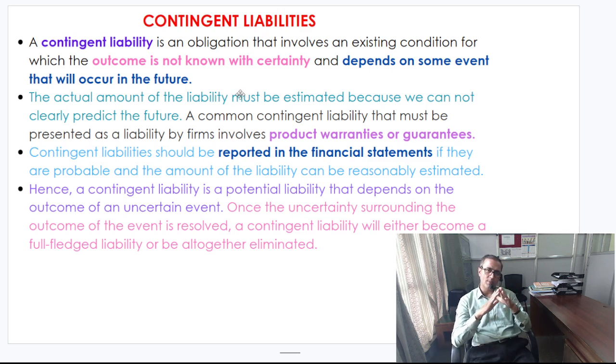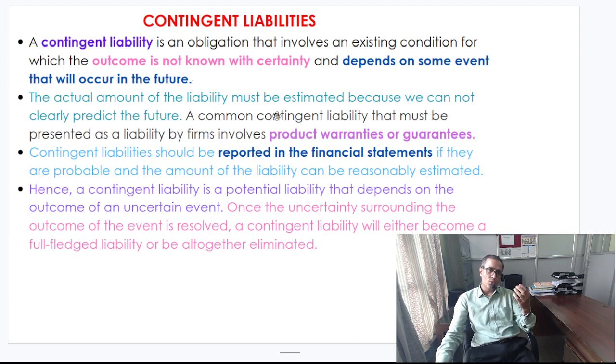Now let's move to the contingent liability. I discussed the concept of contingent liability in my last video, including the estimation of the product warranty. Let's discuss it in summary. A contingent liability is an obligation that involves an existing condition for which the outcome is not known with certainty. It is a probable liability which depends on some event that will occur in future.